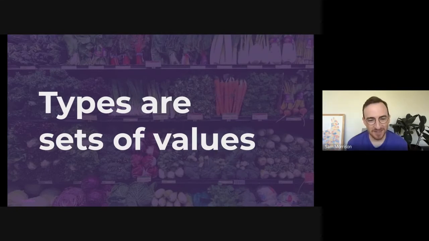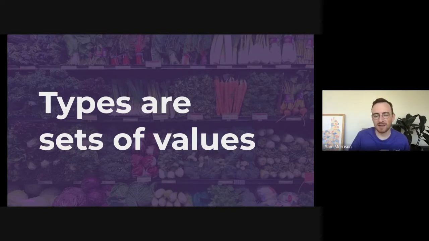And so to dive in a little deeper, types are sets of values. When you go to the grocery store and pick up a carrot, that's just one carrot that exists within the set of carrots. If we think about the type carrot, we can think about some properties. Maybe color is one, length is another. There's all sorts of properties that define a carrot. But that's the important thing.